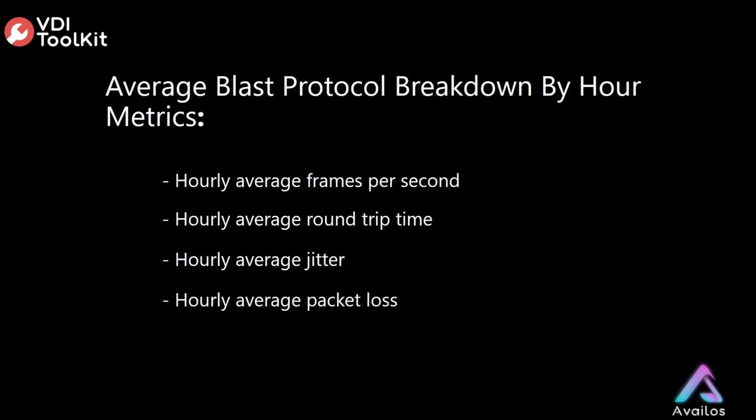The BLAST protocol breakdown by hour metrics provide information on hourly average frames per second, hourly average round trip time, hourly average jitter, and hourly average packet loss. This provides information on metrics by hour of day, allowing you to try and determine if performance degradation is only occurring at certain points in the day.